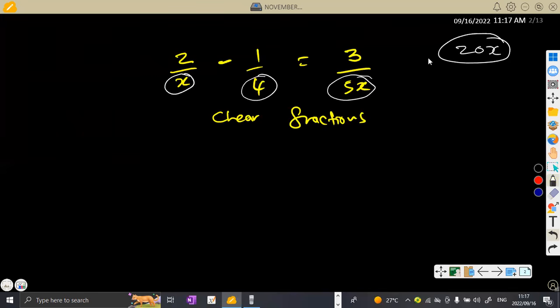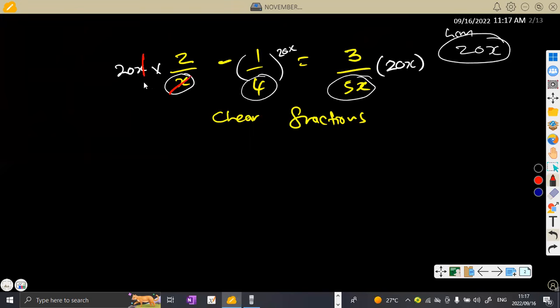So you pick the smallest term that you can multiply with. So your LCM in this case is 20x. This is our LCM, so we multiply each and every term by 20x. Multiply by 20x here, multiply by 20x here, multiply by 20x here. Okay, so that's what you're going to do.